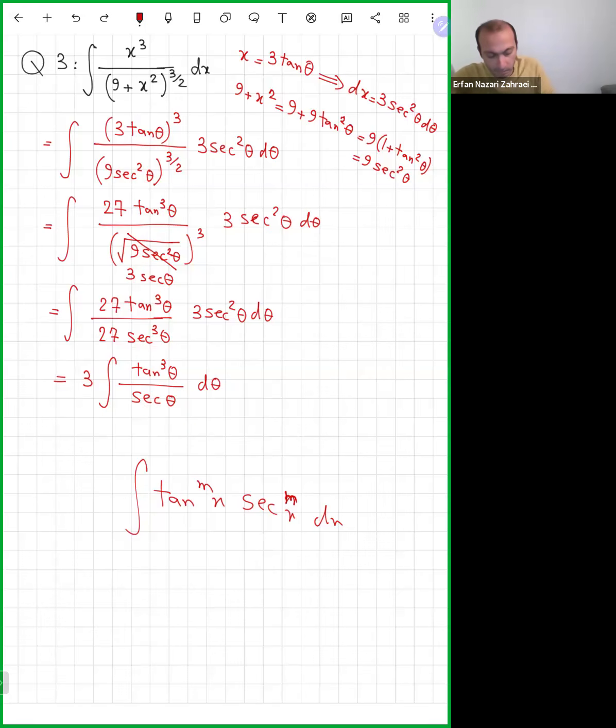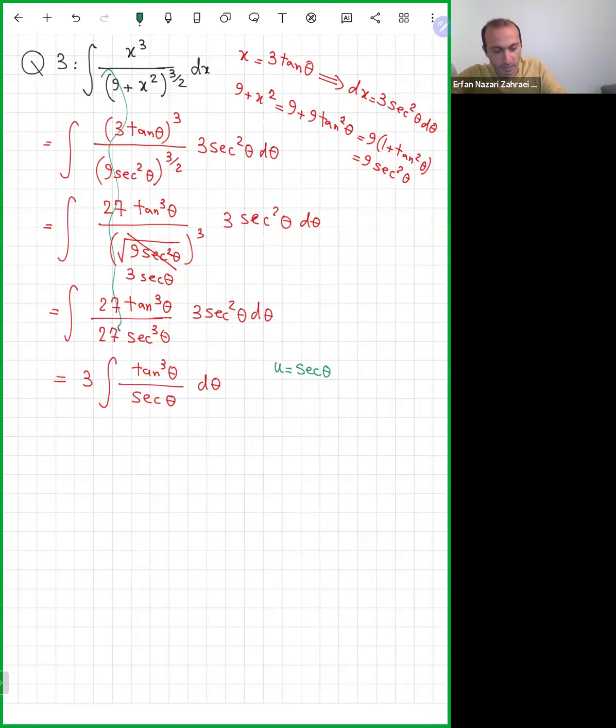U equals the other one. So I use the substitution u equals secant theta. Note that I need an odd number of tangent. I have an odd number of tangent. That's good. I use the u substitution, u equals the other one, which is secant.